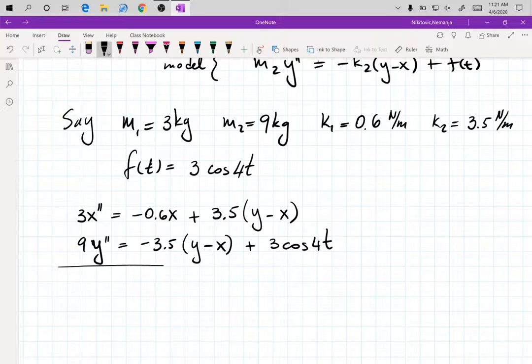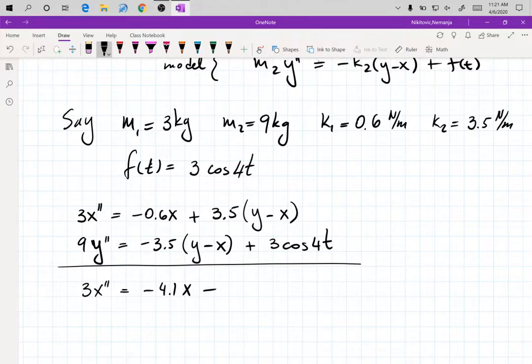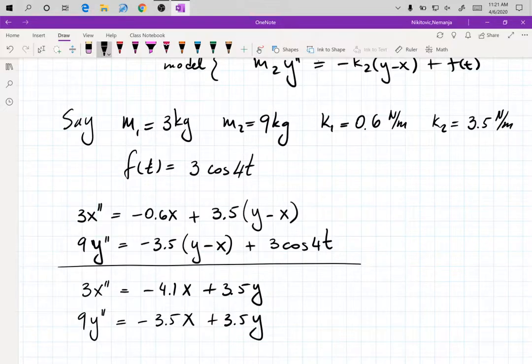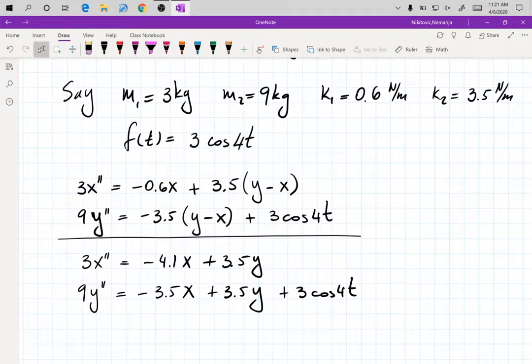Now, these equations can be simplified just a little bit, right? And you get your 3x double prime is equal to negative 0.6, 3.5, that's 2.9, right? No, we have to add both the negatives. So 4.1. So negative 4.1x plus 3.5y. So that's the top equation. And the bottom one, 9y double prime, is equal to negative 3.5x plus 3.5y plus 3 cosine 4t. And here is your system.